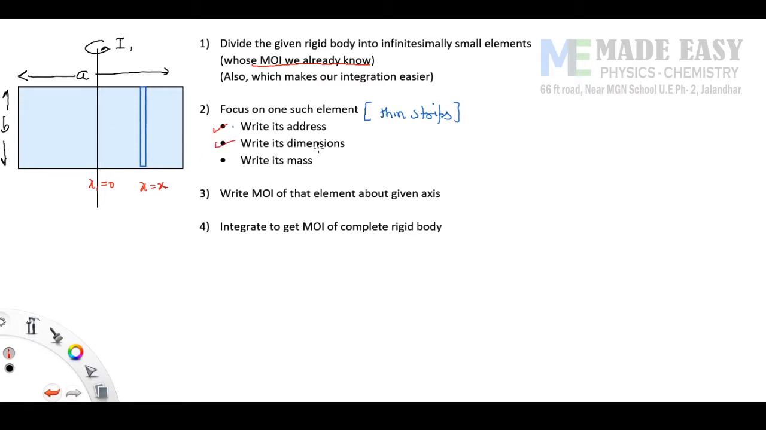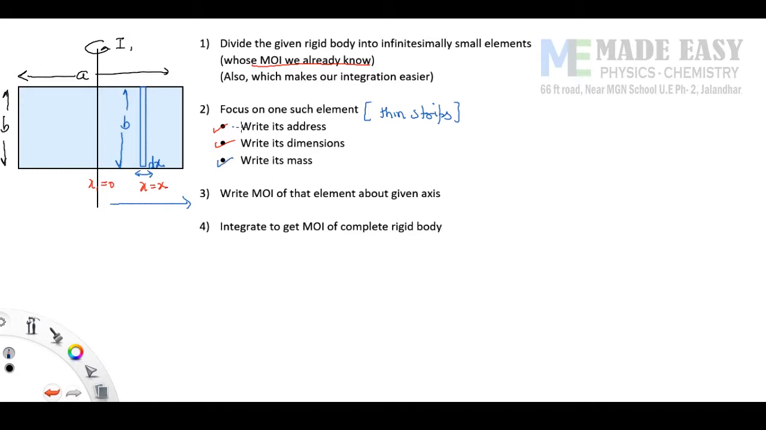Next is write its dimensions. I need to write its length as well as breadth. So continuing with the same variable, I'm not introducing an extra variable. Thickness of the strip, let's say it is dx, since I have taken this as x-axis and the thickness is along the x-axis. Don't take it dl, otherwise you will introduce one more variable here. What will be the length of the strip? It is going to be same as b. So we have written its dimension as well.